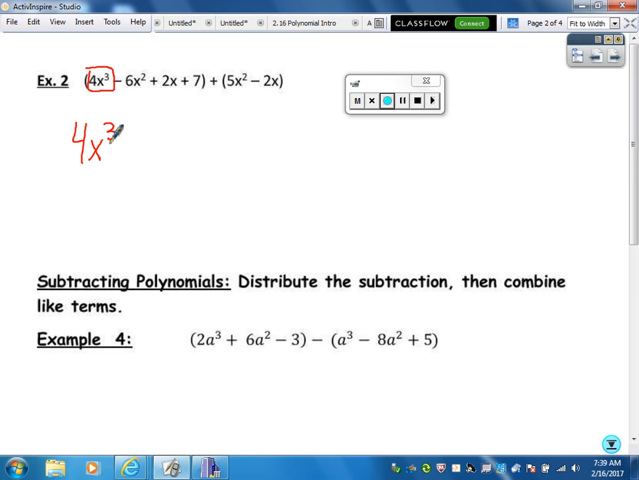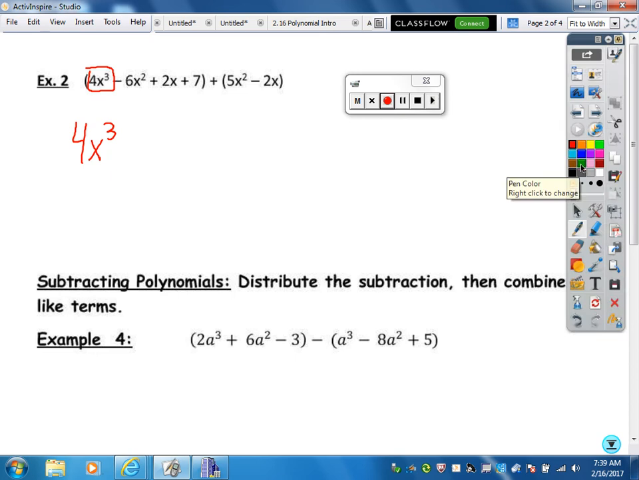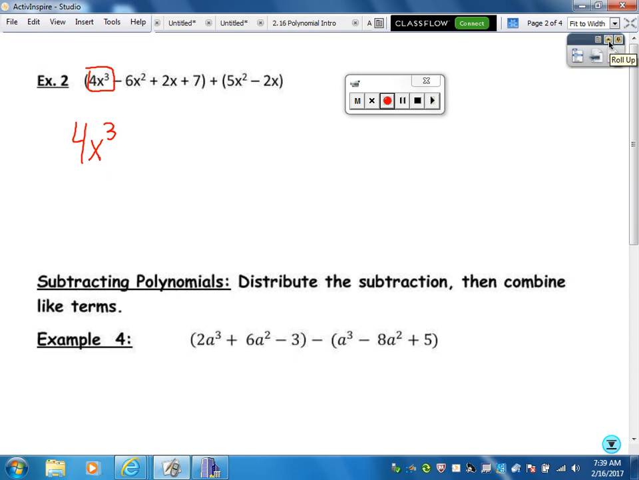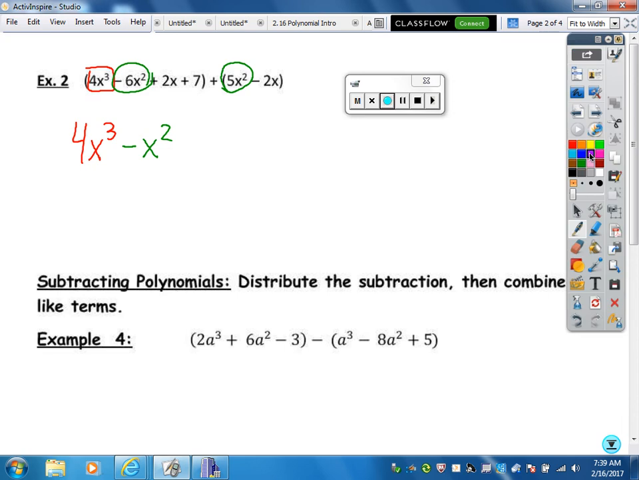Then I'm going to go to my negative 6x squared. That's the next biggest exponent and the next one in line right here. So if I have negative 6x squared, looking for other x squareds, there they are, 5x squared. So negative 6 plus 5 is negative 1x squared. Now notice I didn't write my 1 because that is a ninja. You can write it or not, it's up to you.